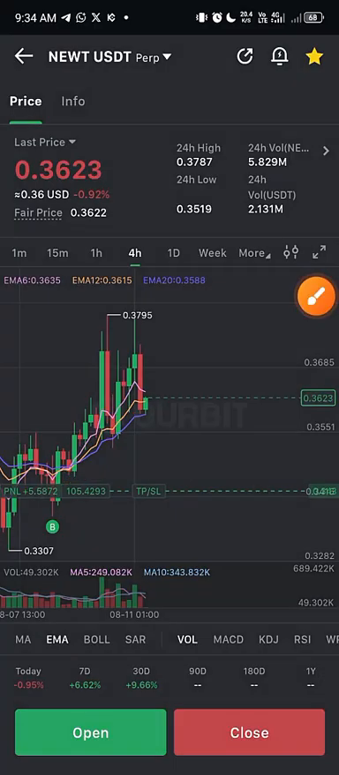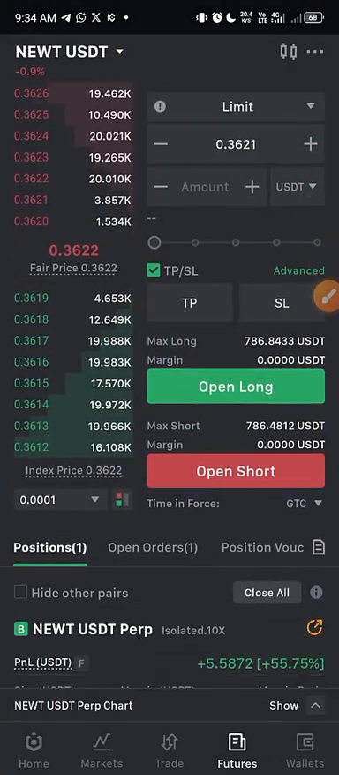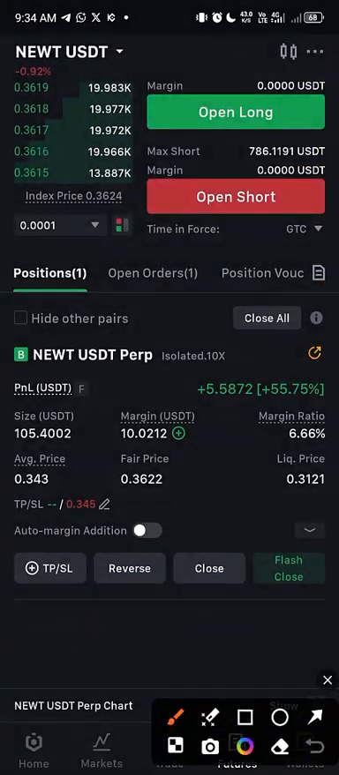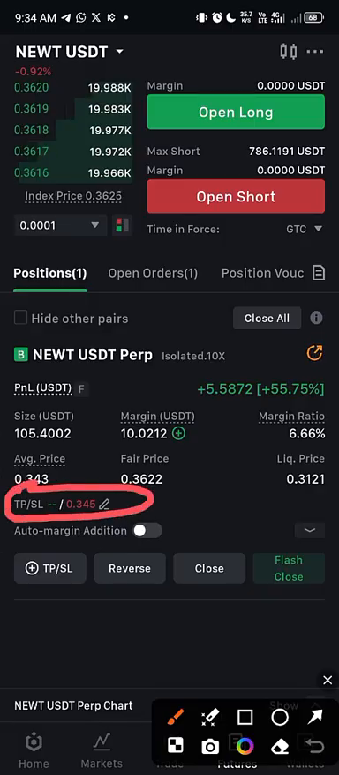So now that I've seen those points, I'll go back to my trade. So I'll come to the trade like this. Now here you can see this place that says SL and TP, SL/TP.